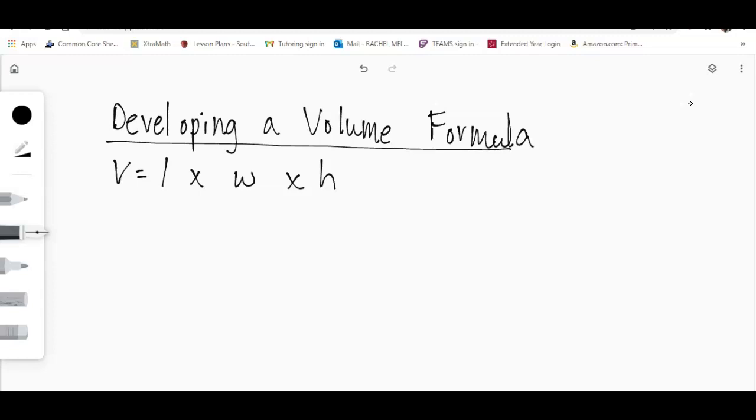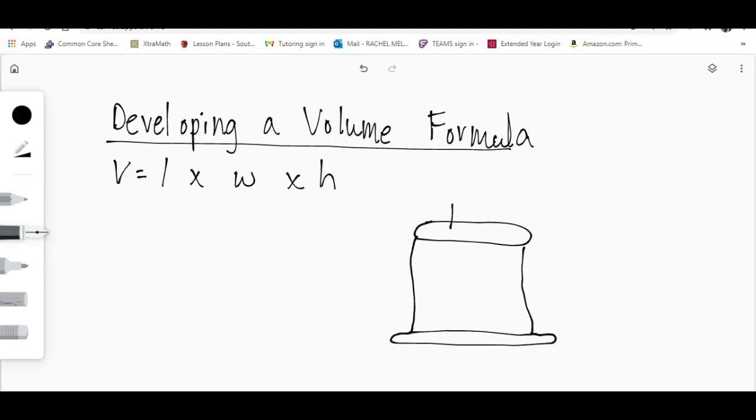All right, so don't laugh at my drawing, but here's my cake. Okay, I know it looks kind of like a hat, but here, I'll put some candles. Okay, so here's my cake.